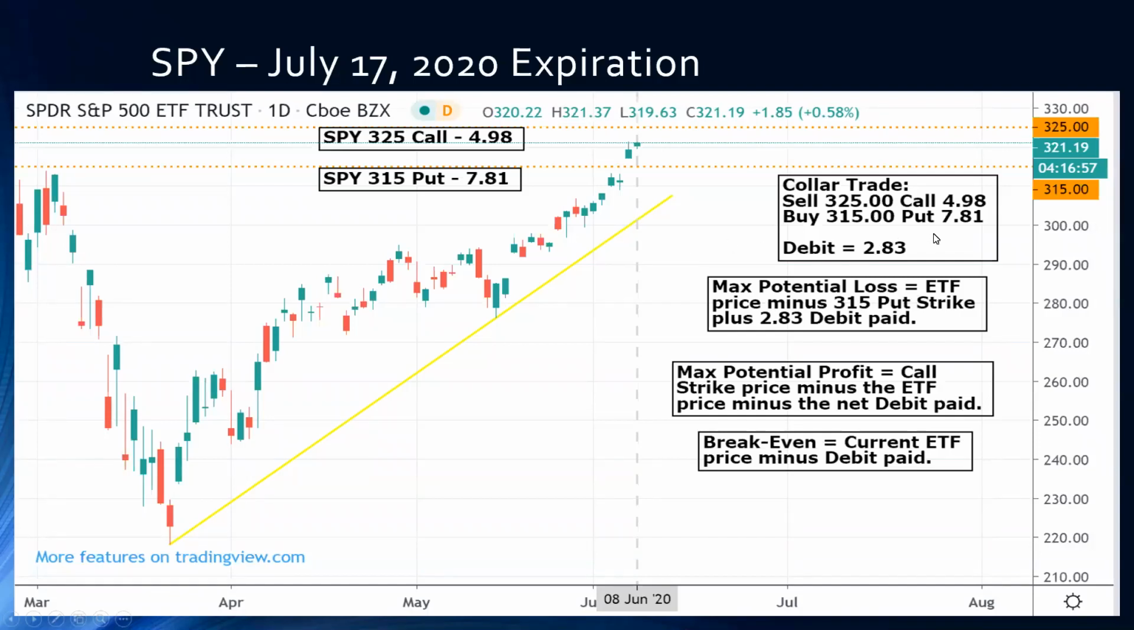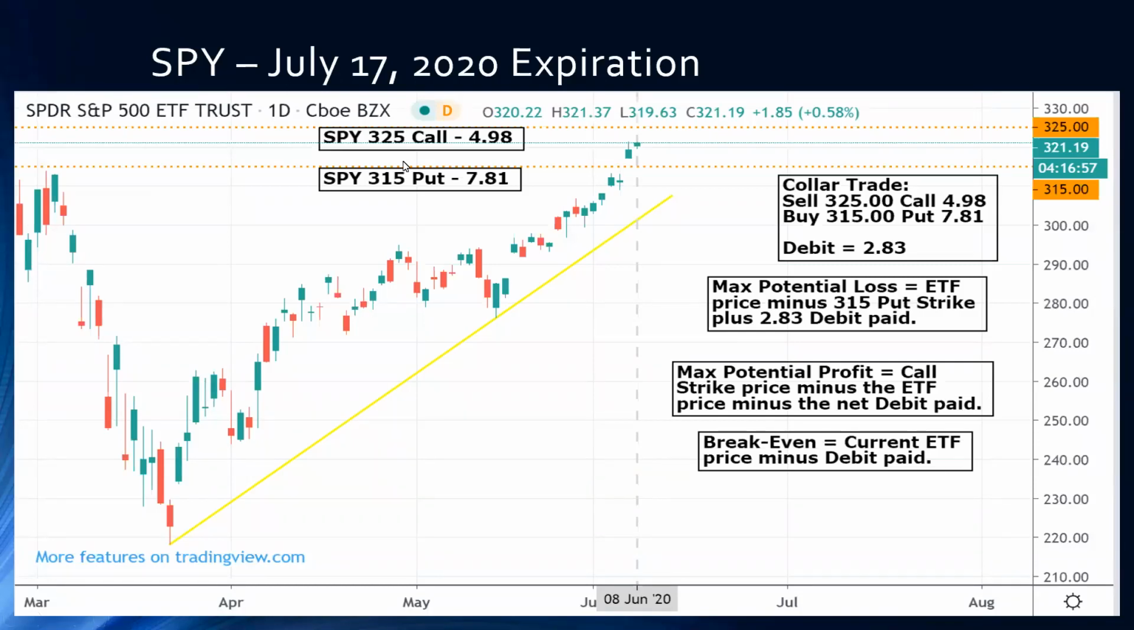So this spread, if you put it on, would cost you $2.83. So it's basically $283 because remember, it's a $100 multiple, just like with a regular option trade, whether it was for Apple or Tesla, it's a multiple of 100. So this would cost you $283 to protect this ETF position if you were long the ETF. Now, what does this mean? Why would you do this?